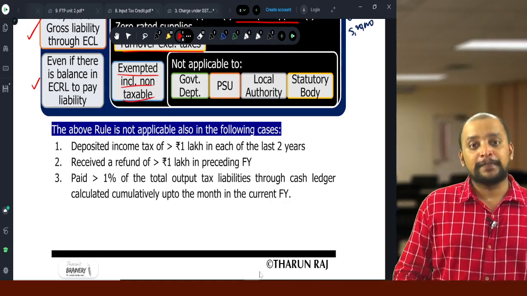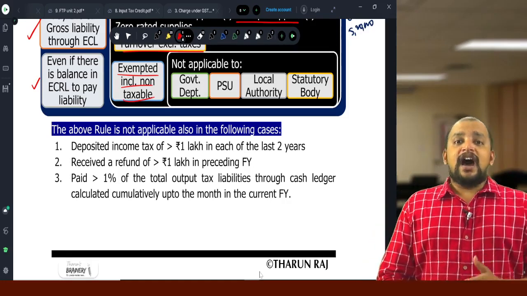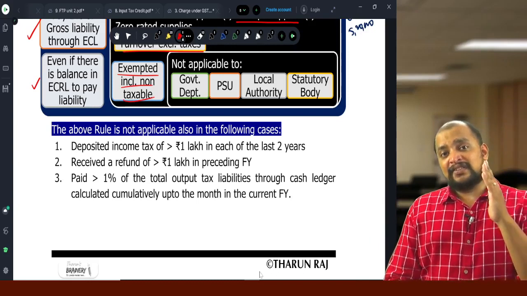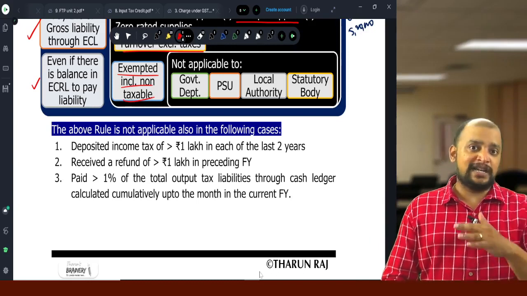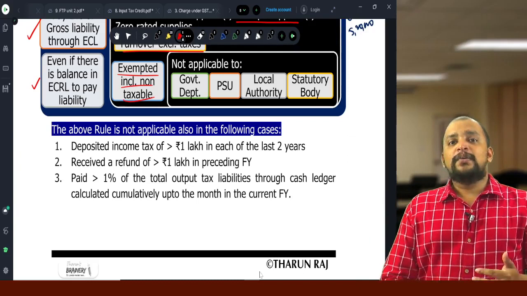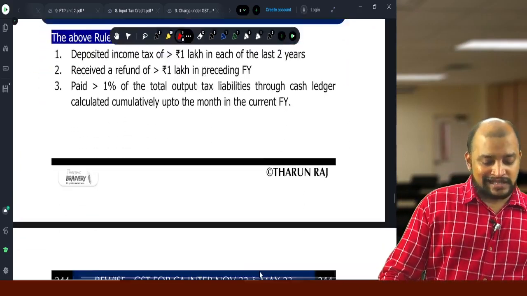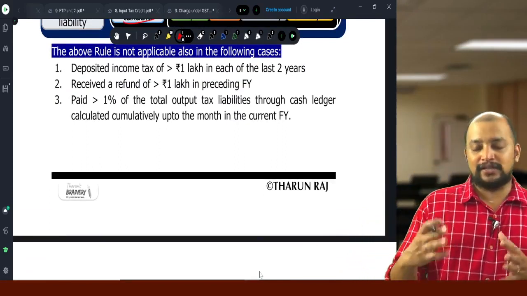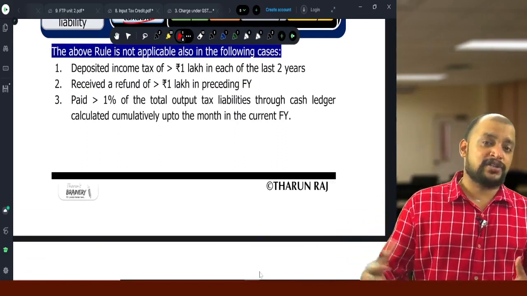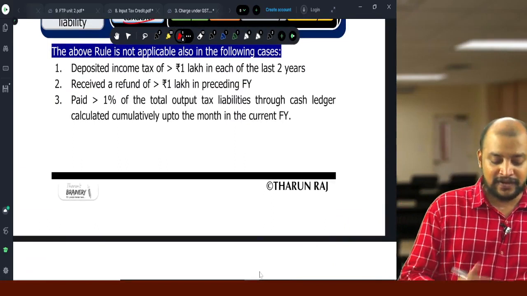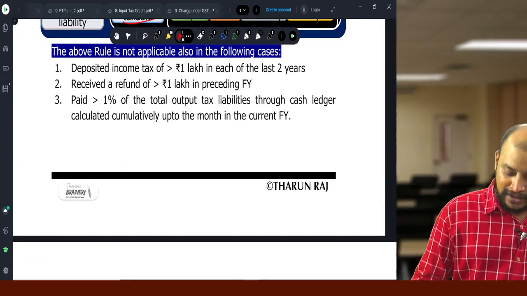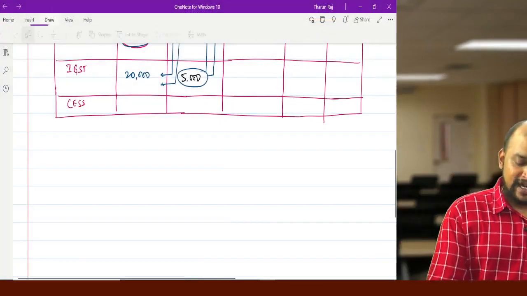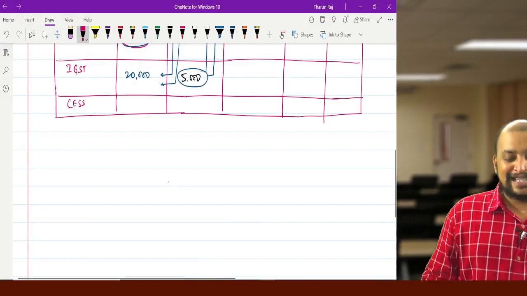That is this point. Then suppose up to the current month in the current financial year, you already paid more than 1% through the cash ledger. Now you don't have to pay anything through the credit ledger. That is, you have already paid 1% to the cash ledger, so you can use entirely credit ledger. So let's try to understand this with a small example.